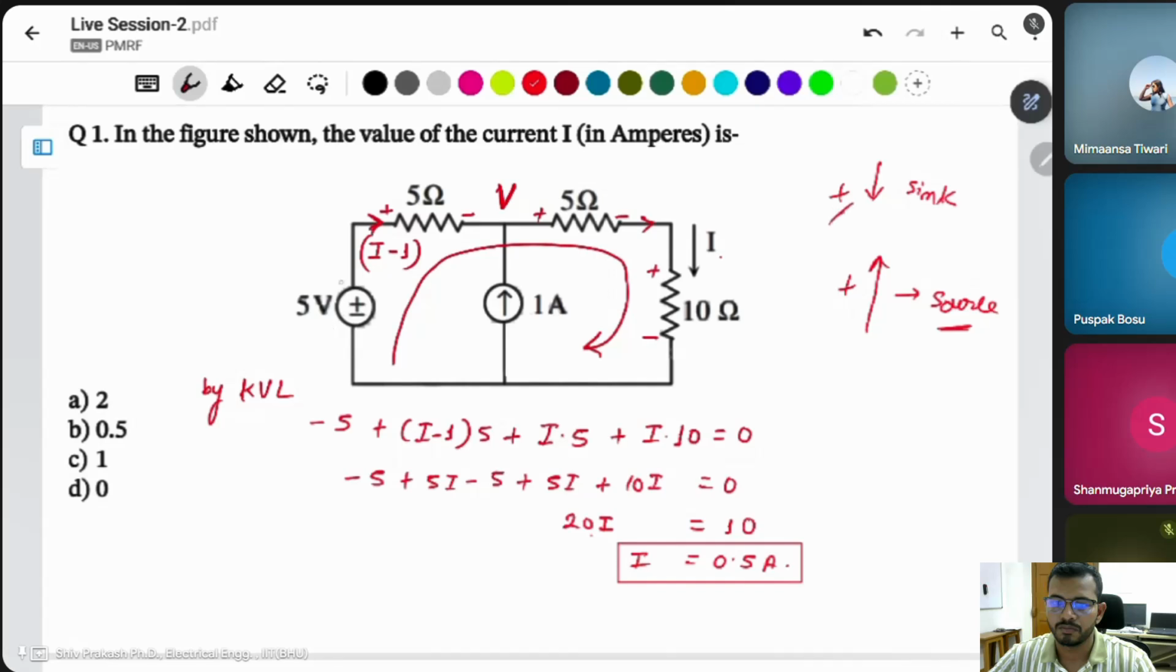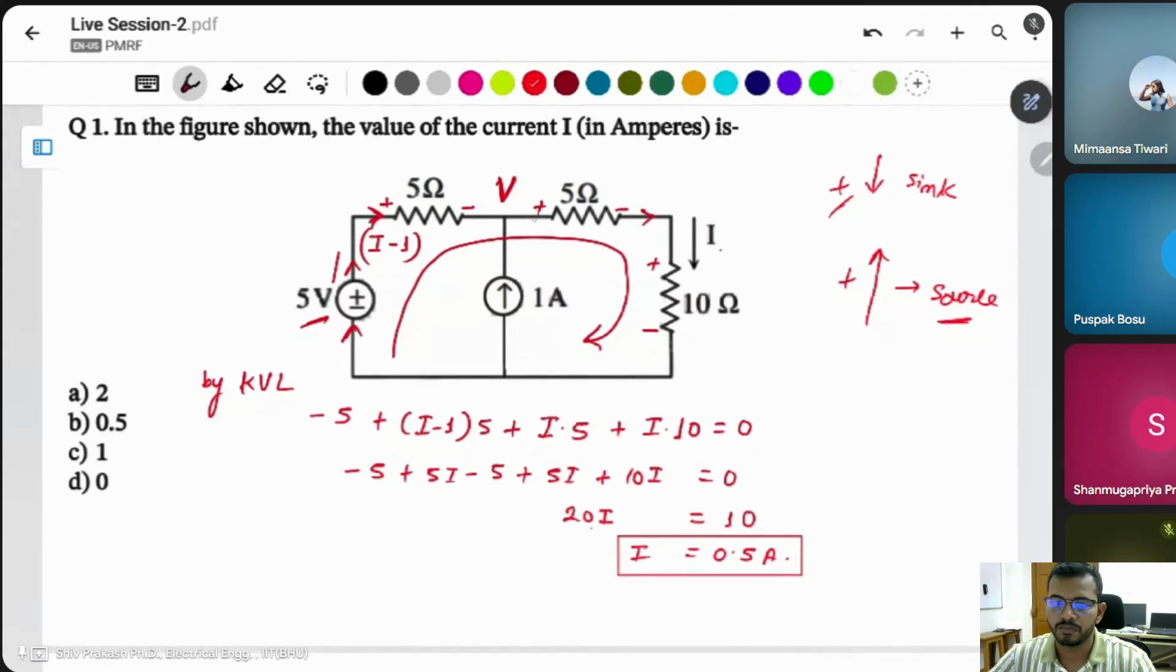Like here, this is the 5 volt element. Then this one has a current flowing upward. It means it is leaving from the positive terminal and entering from the negative, so this behaves like a source. Here the current is entering from the positive, so this will behave like a sink.